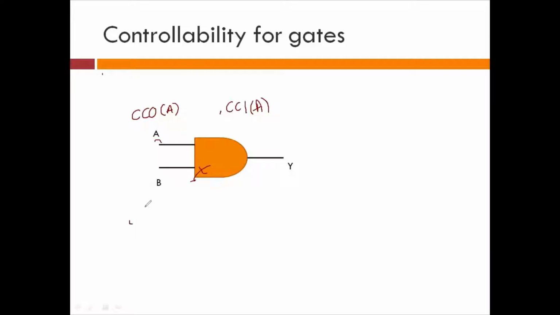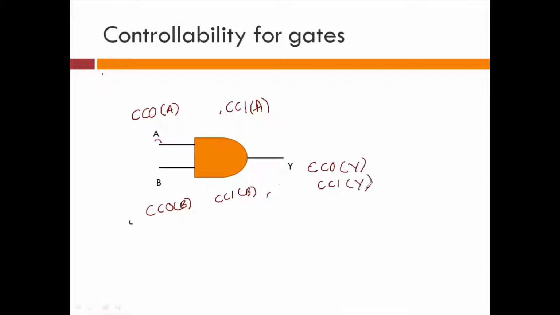Similarly, we have CC0 at point B, and we have CC1 at point B, and then we have the output, which is going to depend upon these inputs. Because these are primary inputs, they are directly controllable, so I know what the value is going to be. What I need to compute is the controllability CC0 at point Y and CC1 at Y.